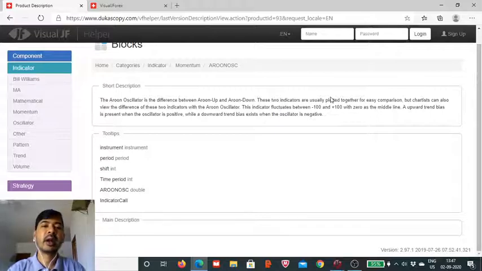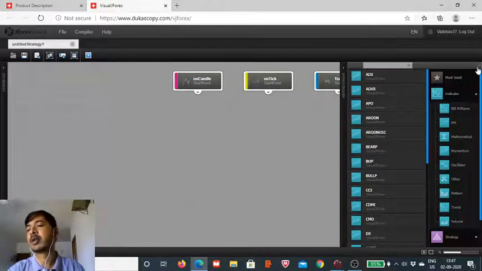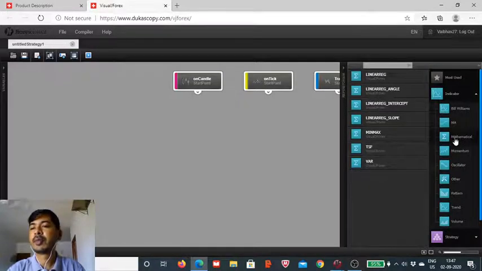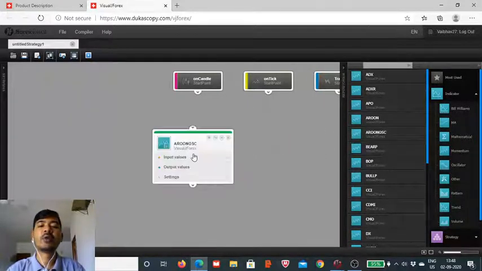So let us get started with this indicator. We will add this indicator block to the Visual JForex platform board developed by Dukascopy Bank SA. Among the momentum indicators, we have seen ADX, ADXR, APO, and AROON. So far amongst these momentum indicators, now we will see the utility of the AROON oscillator.